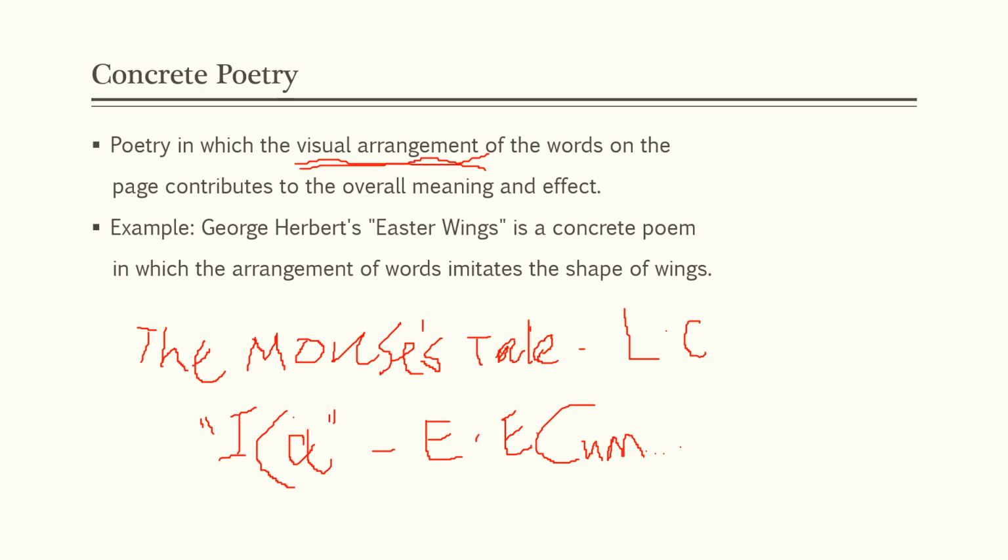Okay, "i" by E. E. Cummings. It is a very short poem arranged vertically, from top to bottom. It visually represents a falling leaf and loneliness.